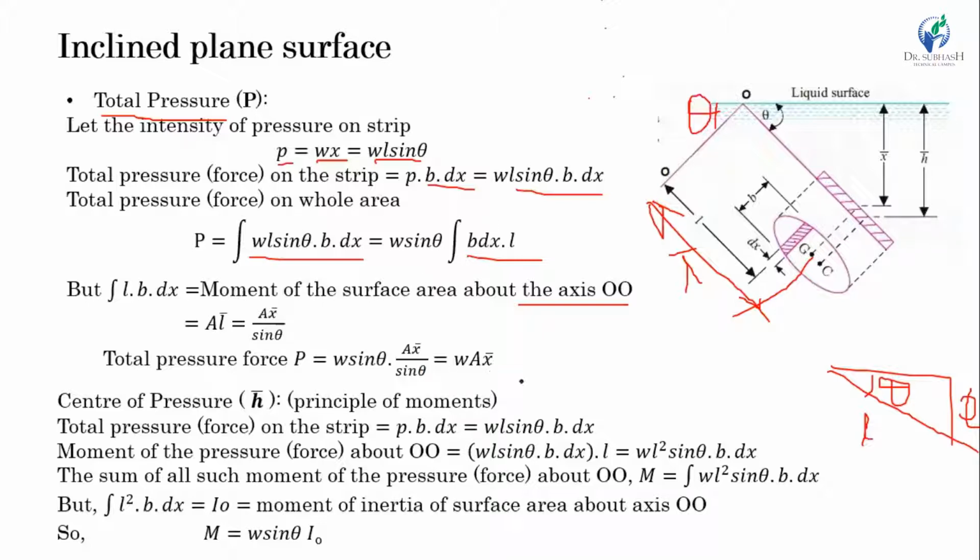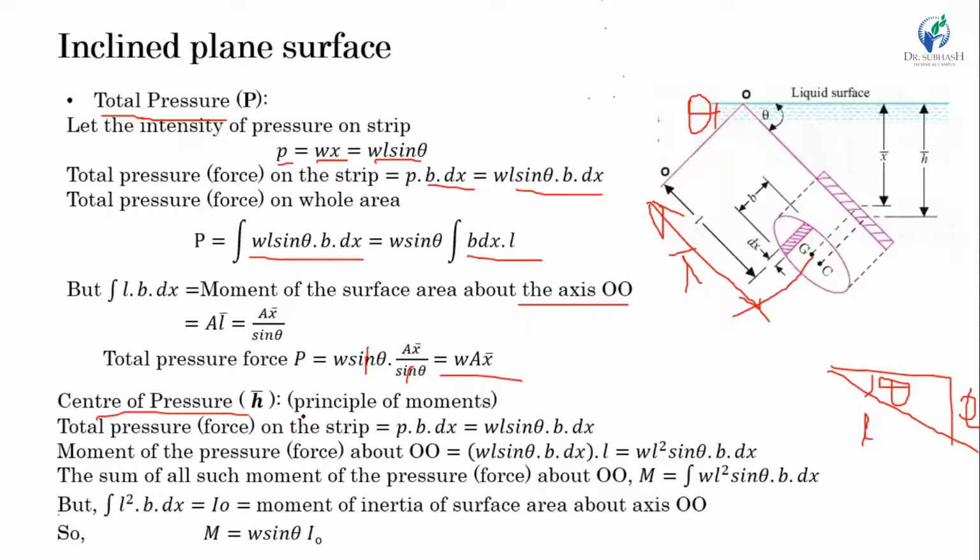The sine theta will cancel out, and we get the equation WA X bar, which is just the same as the total pressure equation for a vertical plane surface. Now let's calculate the center of pressure, or the location of the center of pressure.